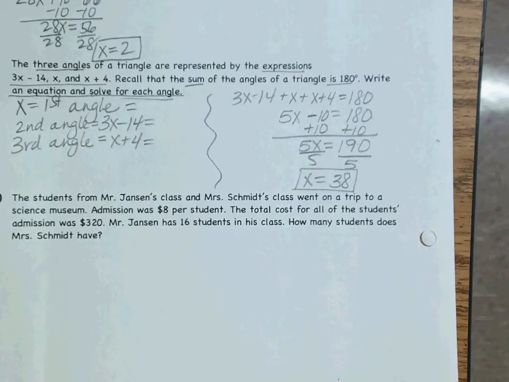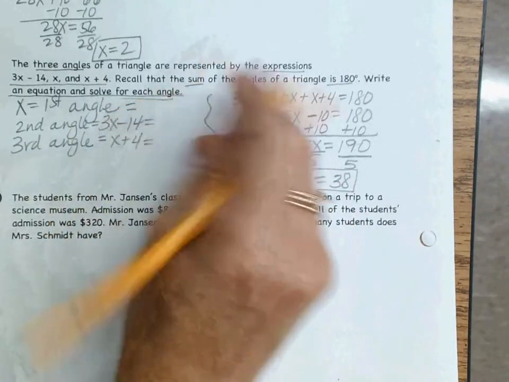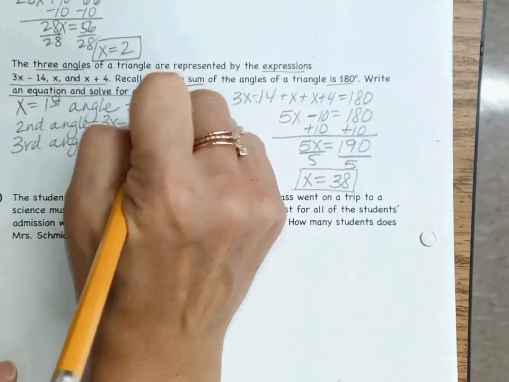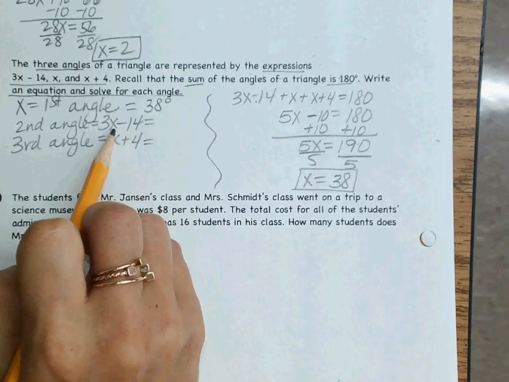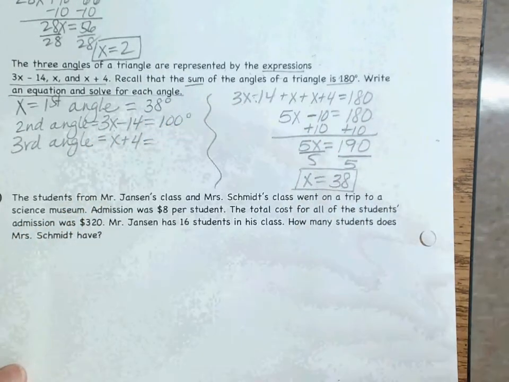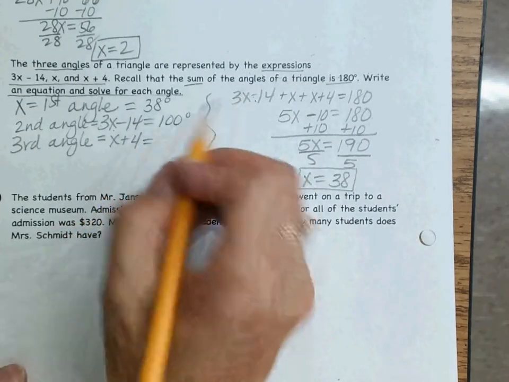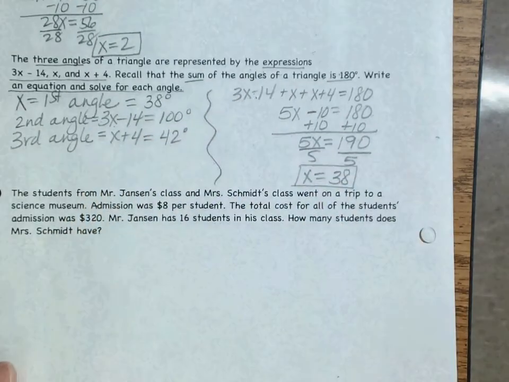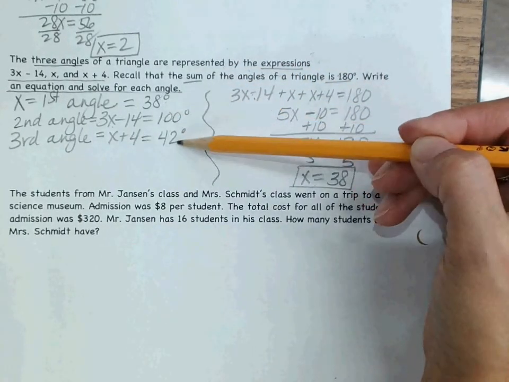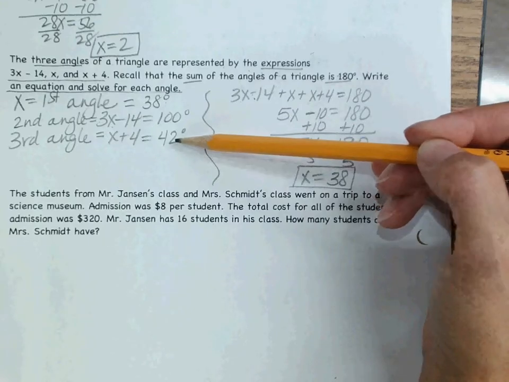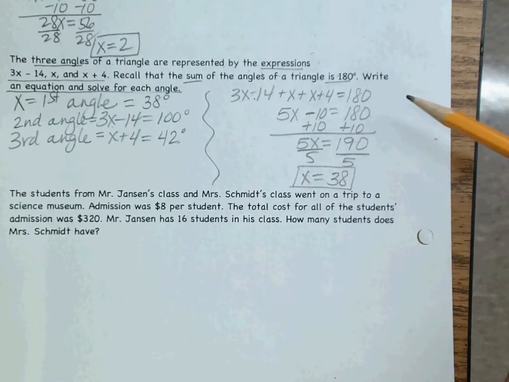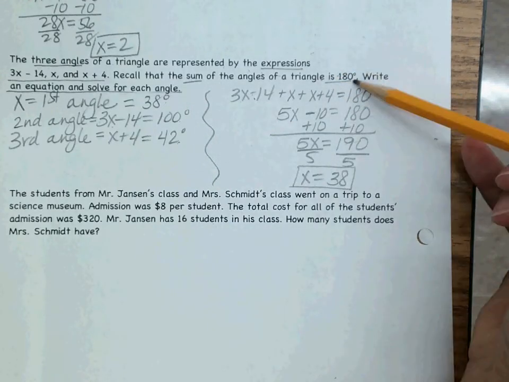38 degrees, I'm going to erase this so I can fit this all up here, is my first angle. When I substitute 38 in for x, multiply by 3 and subtract 14, I get 100 degrees. And then 38 plus 4 is 42 degrees. To quickly double check my answer, I'm going to add this up. So 38 plus 42 gives me 80. 80 plus 100 is 180. So that's a quick way of checking that I did it correctly, because again, they should add up to 180 degrees.